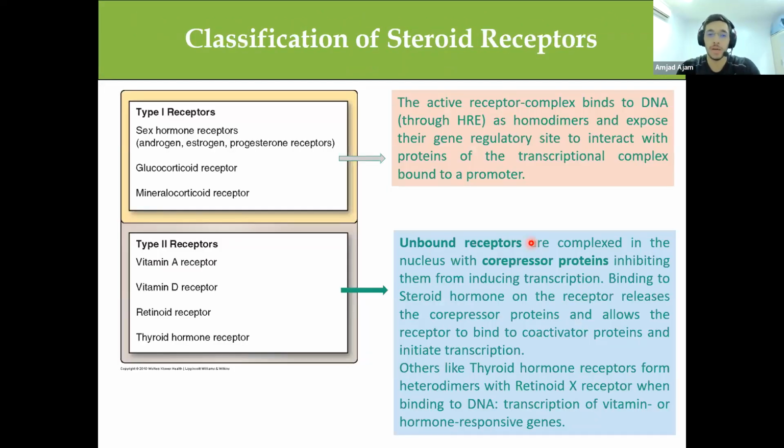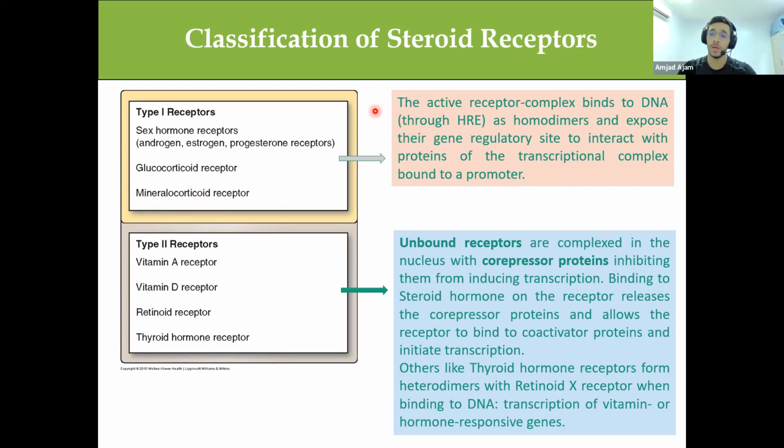Let's further classify the steroid receptors, the intracellular receptors. We have type 1 and type 2. Let's talk about each one of them and how each one works. Remember that type 1 is nuclear, right? Nuclear or cytoplasmic? It's cytoplasmic. So type 1 is cytoplasmic. So it's present only in the cytoplasm. Examples, again, sex hormones, glucocorticoid and mineralocorticoid.